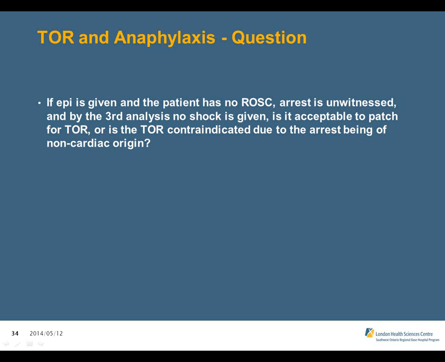Another question that's come through on Ask Mac is, if epi is given, the patient has no ROSC, the arrest is unwitnessed, and by the third analysis, no shock is given, is it acceptable to patch for TOR, or is the TOR contraindicated due to the arrest being of non-cardiac origin? And what has the teaching been surrounding this? No, we're not going to TOR this patient. So if you are still on scene after your third analysis or your third epinephrine, then you're not going to be calling for a pronouncement or a termination of resuscitation.